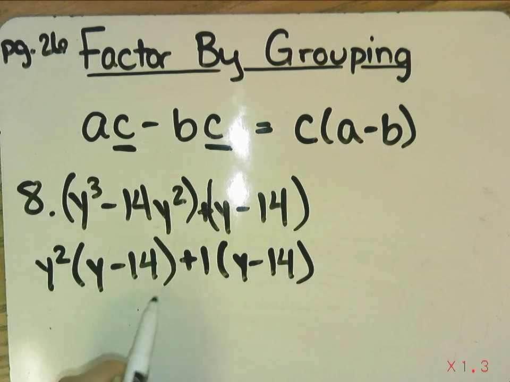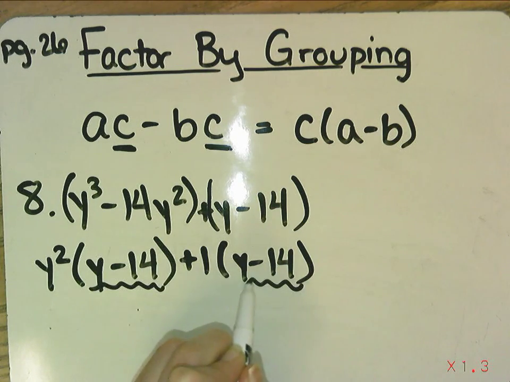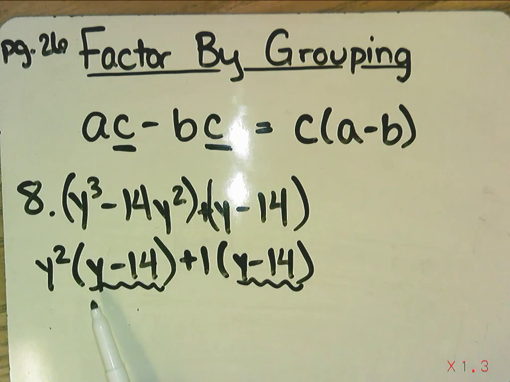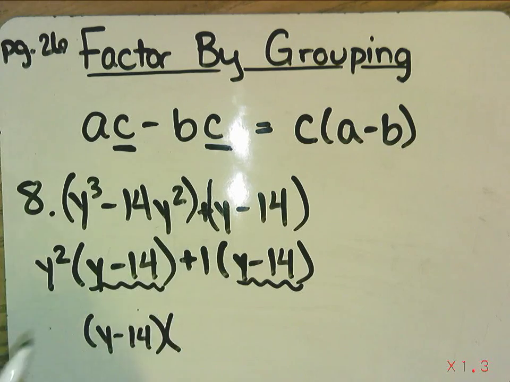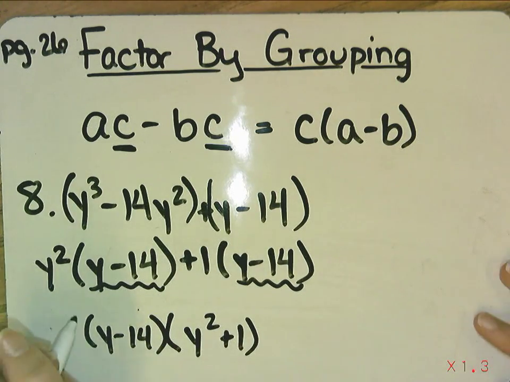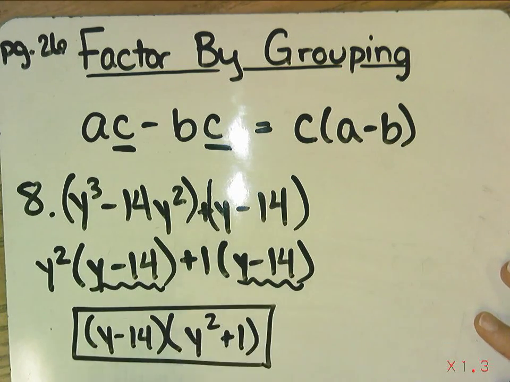So now I have something where I have two terms and they have a common factor. These are exactly the same, y minus 14 and y minus 14. That allows me to do what I did up here and what we did on problems number 2 and 4. My common factor here is y minus 14, so I'm going to pull that out. And what I'm left with is y squared plus 1. And that is my final answer.